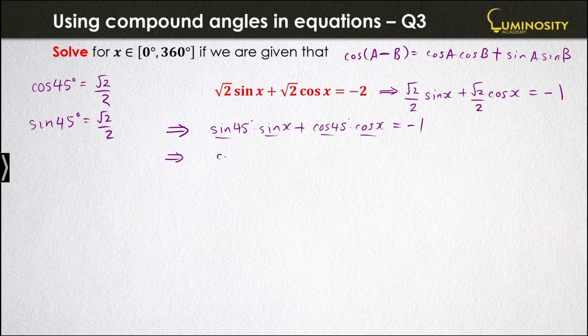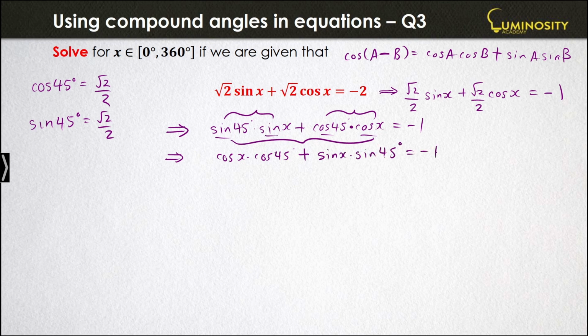So I'm going to rewrite this as cos x times cos 45 degrees, which I can, because multiplication is commutative, I can swap the order, plus, and addition is commutative as well, so I can swap the order of the addition. In here I'm also going to swap the order of multiplication: sine x times sine of 45 degrees equals negative 1. That's exactly what we have here: cos, cos, sine, sine, A B, A B. So this becomes cos of x, because of the plus sign, minus 45 degrees equals negative 1. Now we just have a simple trigonometric equation that we can solve.